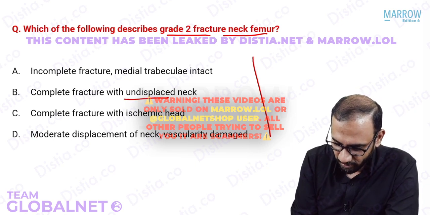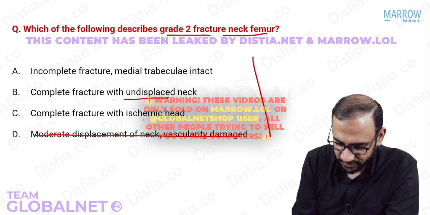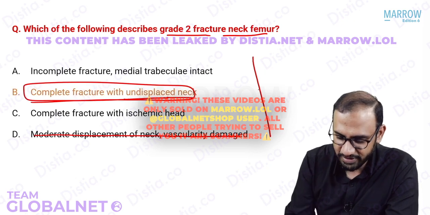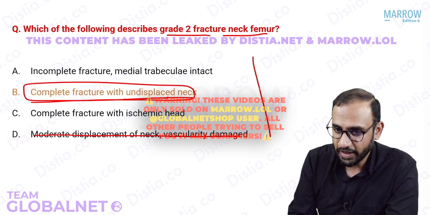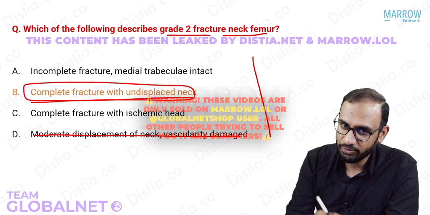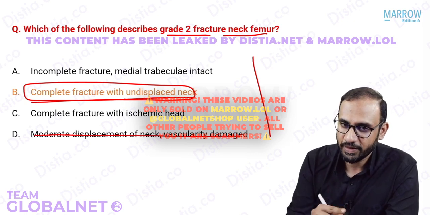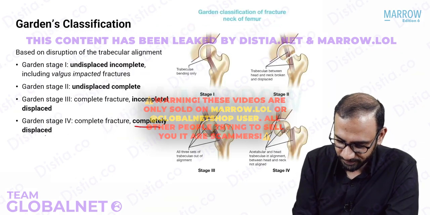So this cannot be moderate displacement of the neck. It cannot be that. Complete fracture with undisplaced neck. Yes. Complete fracture with undisplaced neck is type 2. Okay. So what was type 1? Undisplaced incomplete. Type 2 was complete undisplaced. Type 3 incompletely displaced. Type 4 completely displaced.